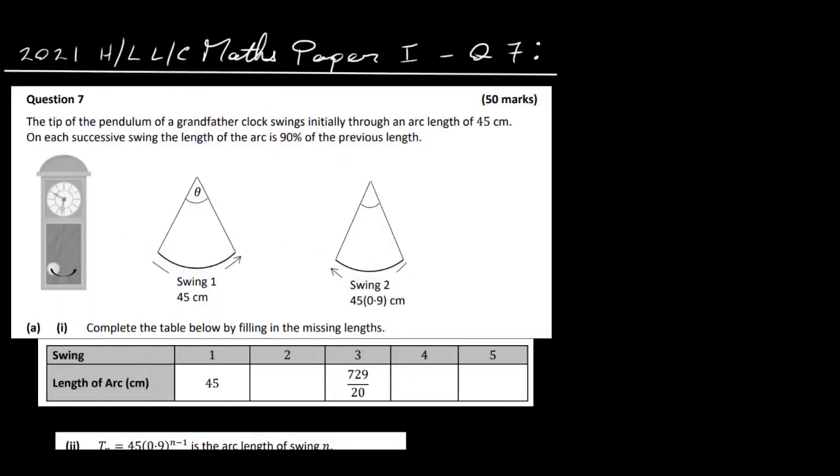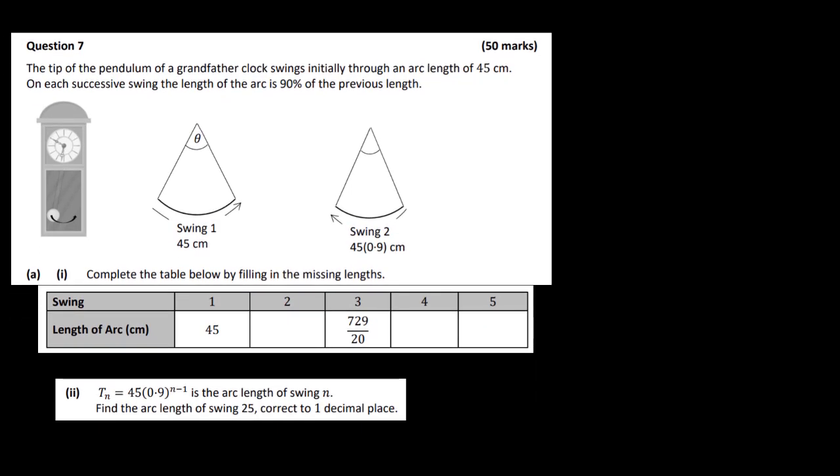Okay, so let's have a look at the 2021 Higher Level Leaving Cert Maths Paper 1, question 7. Now this is a part B question, so it's slightly longer than the other ones, and this particular one anyway is to do with sequences and series or number patterns. So let's have a look anyway.